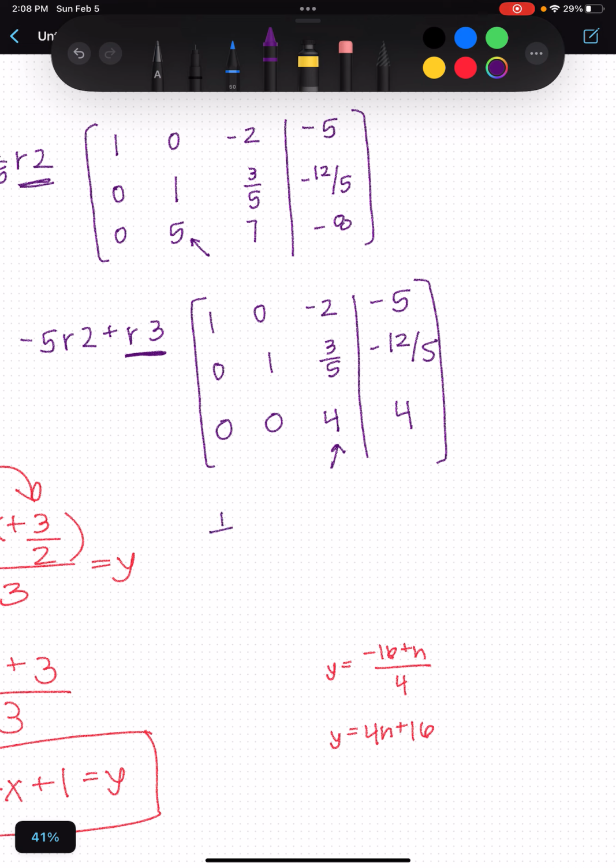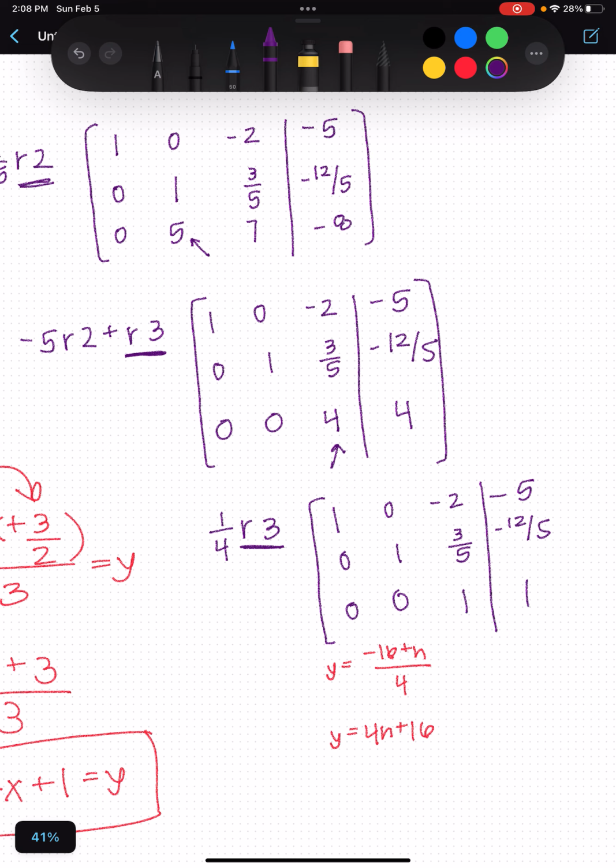I'm going to say 1/4 row 3. We're changing row 3, so I'm going to just rewrite row 1 and row 2 again. So 1, 0, -2, 0, 1, 3/5, -5, -12/5. Now I'm going to do 1/4 times the third row. So 0 times 1/4 is 0. 0 times 1/4 is also 0. And then 4 times 1/4 gives me 1.